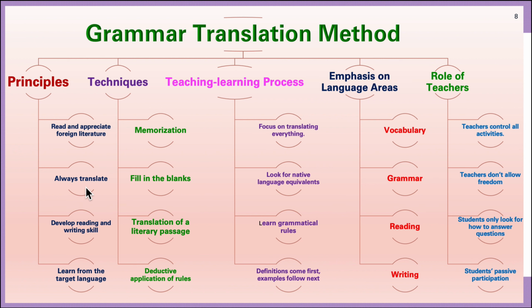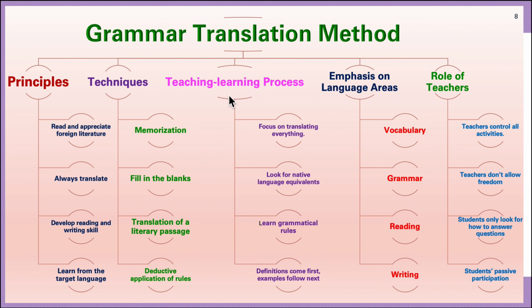We always try to translate, and we always try to develop reading and writing skills, and we learn from the target language. Then techniques. Memorization is the technique to progress in grammar translation method. Then fill in the blanks, the type of questions we give to the students. Translation of a literary passage. When somebody can translate well, we think that a student is good at learning a language. Deductive application of rules, that is to say, examples come next after definitions.